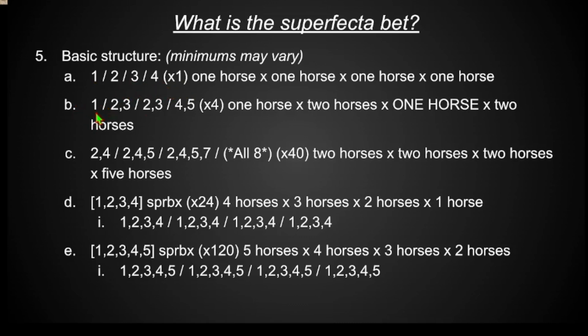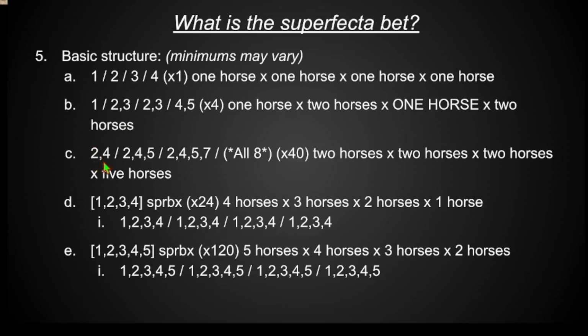Down to B, we have the 1 in first with the 2 or 3 in second, with the 2 or 3 in third, so it could come 1, 2, 3 or 1, 3, 2. And then the 4 or 5 in fourth place, so it would have to come 1, 2, 3, 4, 1, 2, 3, 5, or 1, 3, 2, 4, or 1, 3, 2, 5.